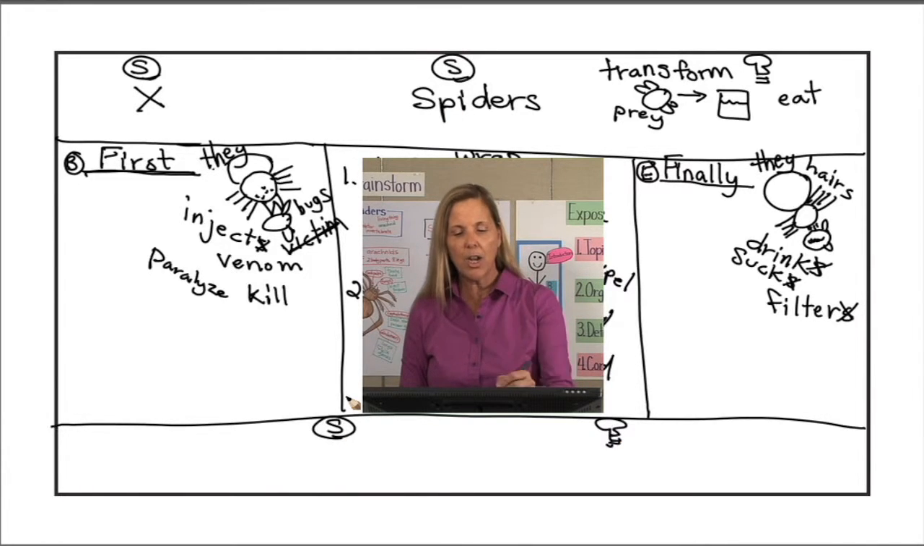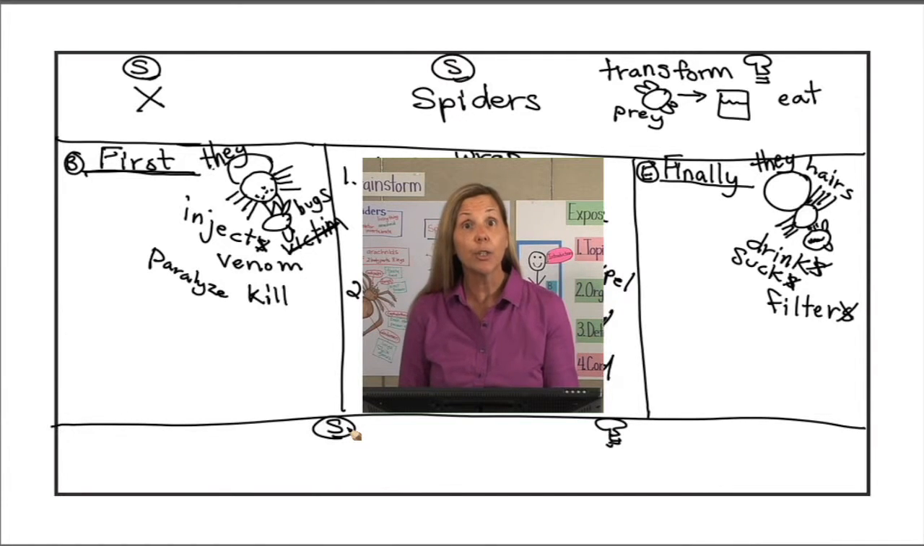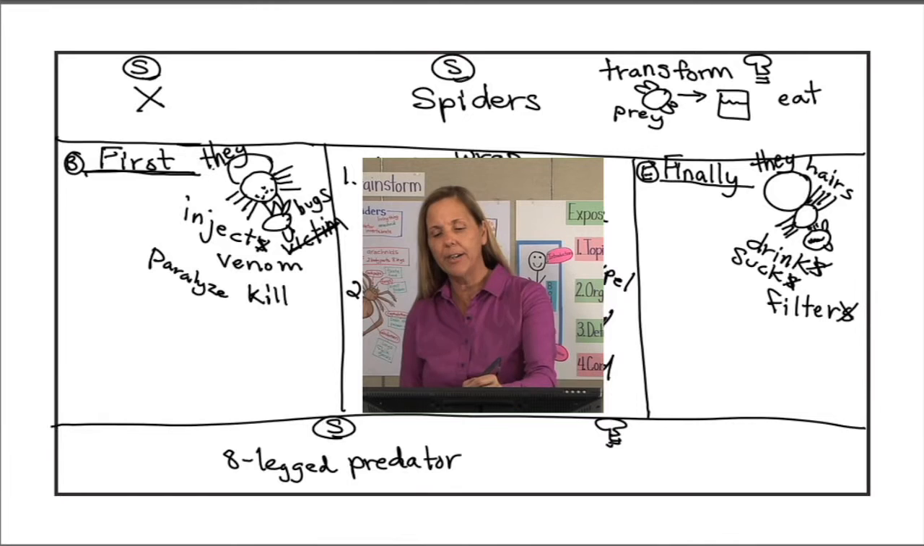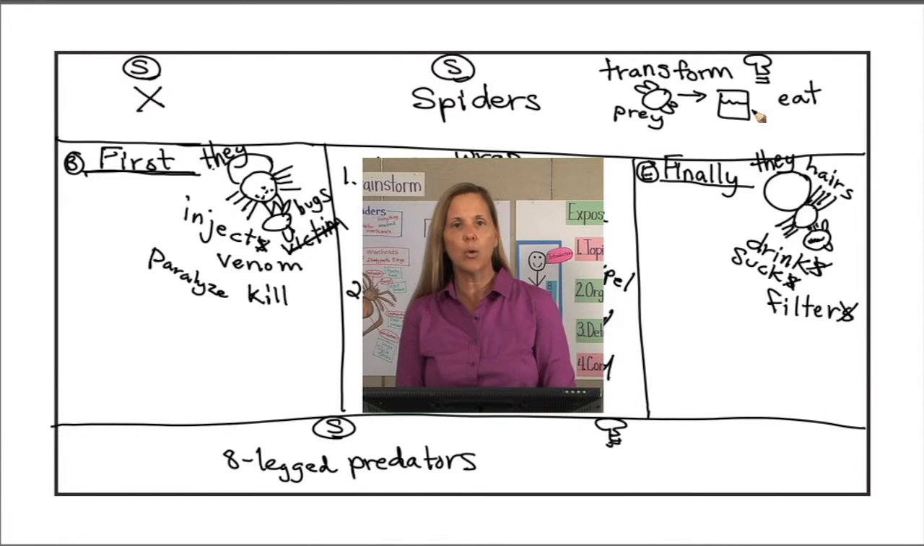Who or what are we talking about? Spiders. What's another way that I can refer to this subject other than spiders? Well, let's see. I could say this 8-legged predator because it's a predator throughout this whole process. So let's write 8-legged predator. What about the 8-legged predator? So we're going back up here to how they transform. These 8-legged predators transform their prey into a liquid.